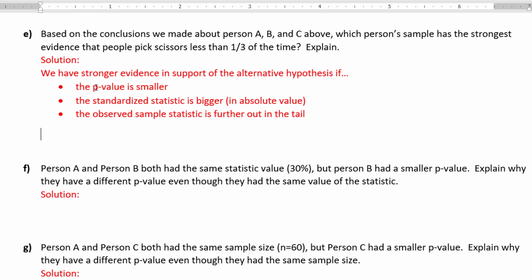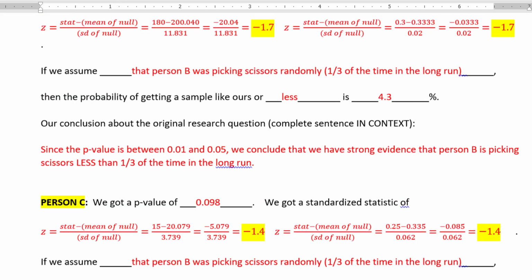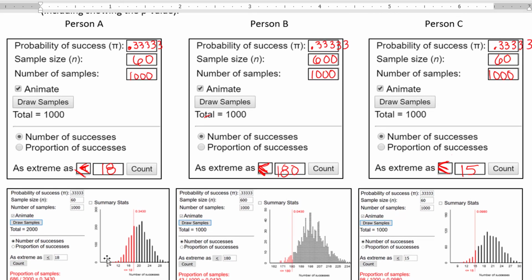And so all we have to do to answer this question is go back and look at the p-values for persons A, B, and C. Look at the standardized statistics for these people and try to understand who has the smallest p-value, who has the biggest z-score in absolute value. So person A has a p-value of 0.34. That's a very big p-value. Person B had a p-value of 0.04, and person C had a p-value of 0.098.